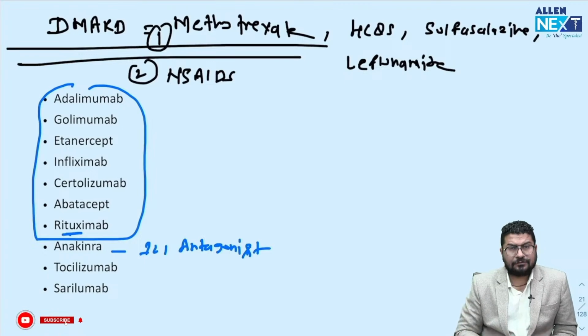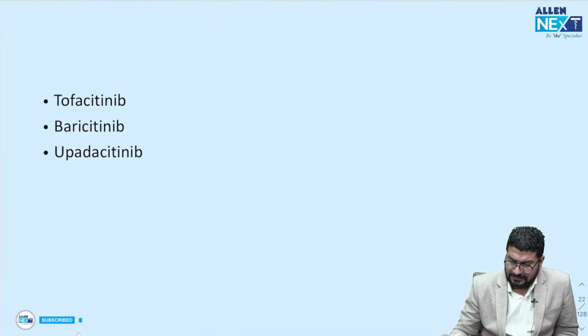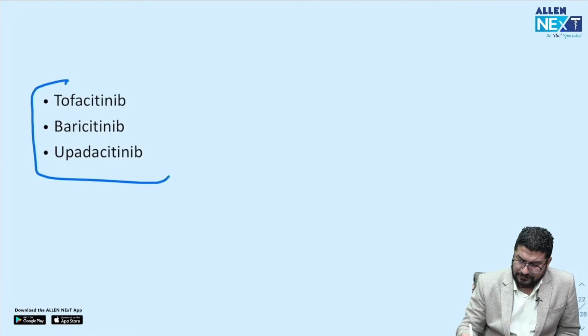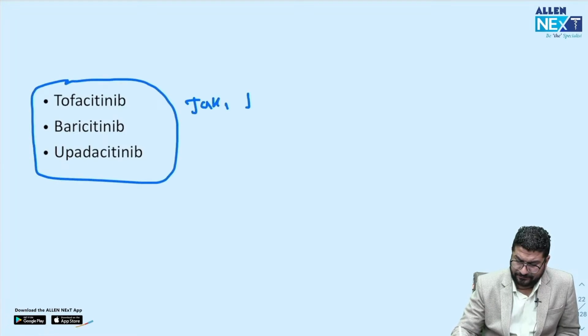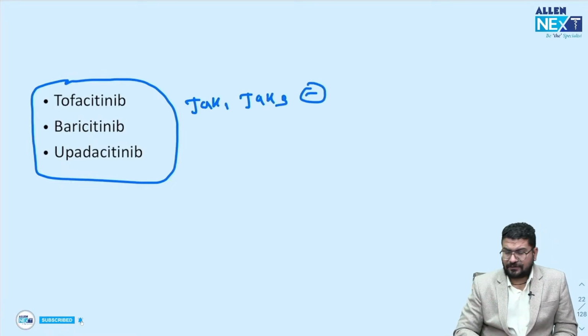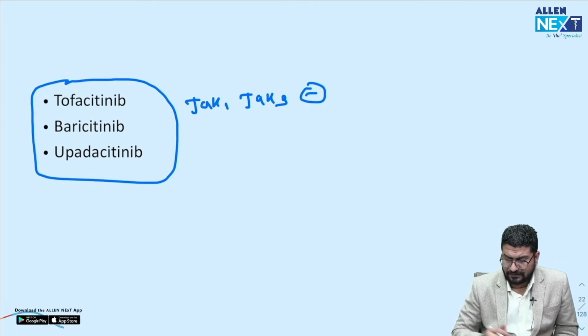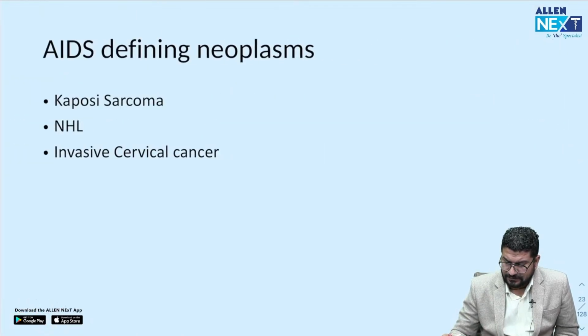Then we can use tocilizumab, sarilumab, and nowadays we use these drugs very often. These are basically JAK1, JAK3 inhibitors. So they are even used more than biologics because they are available in oral form. So they are oral drugs.